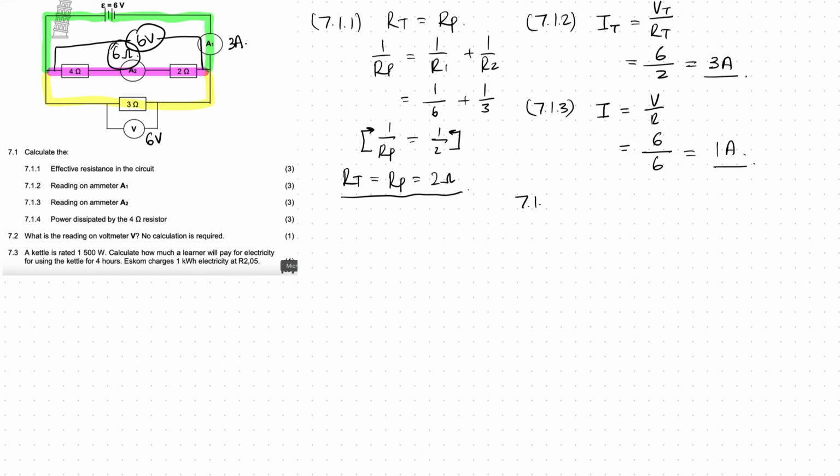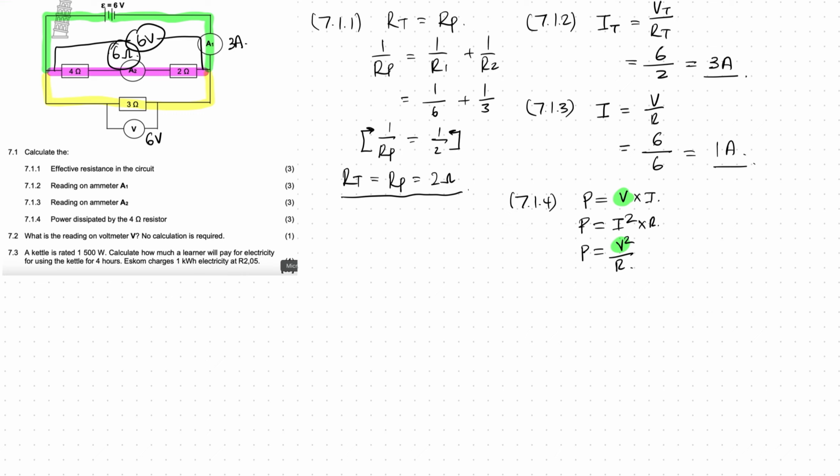Question 7.1.4. Calculate the power dissipated by the 4 ohm resistor. Now, we can calculate the power. There's a few equations. Power is equal to V times I. Power is also equal to I squared times R. Power is also equal to V squared over R. Now, we must be careful because if we want to use this formula or this formula, the voltage that they are talking about is the voltage for that 4 ohm resistor. Remember, the whole branch is using up 6.